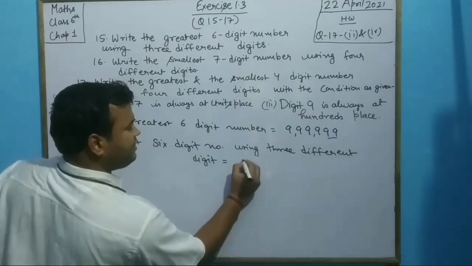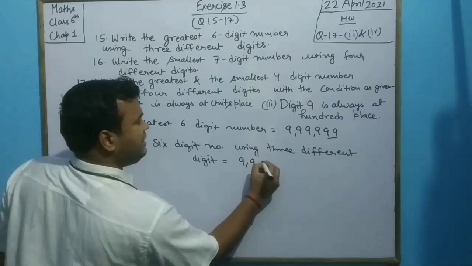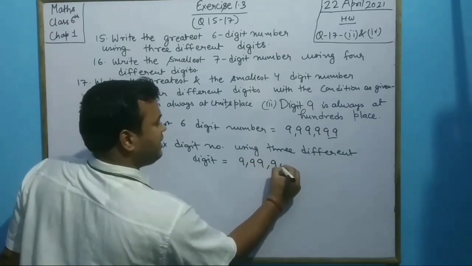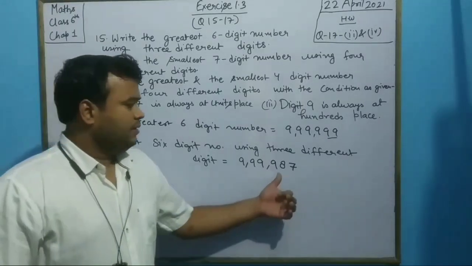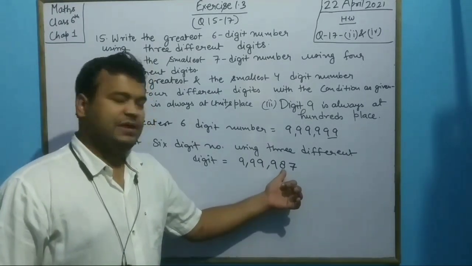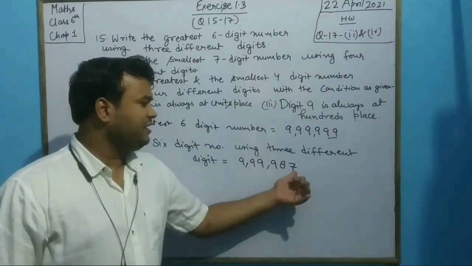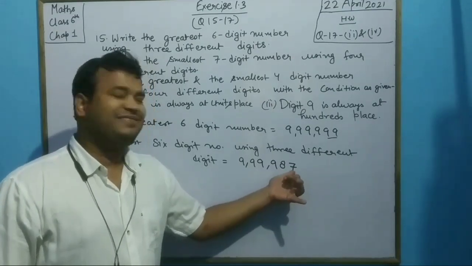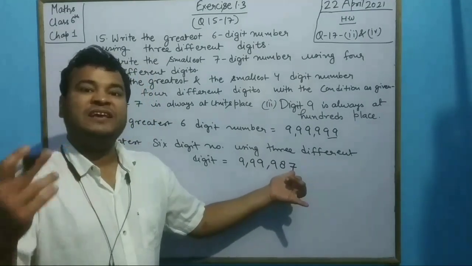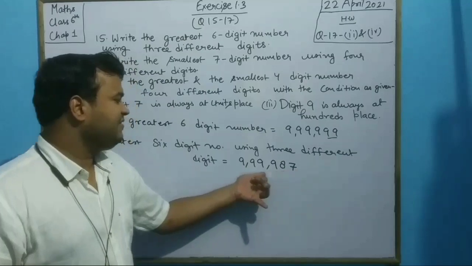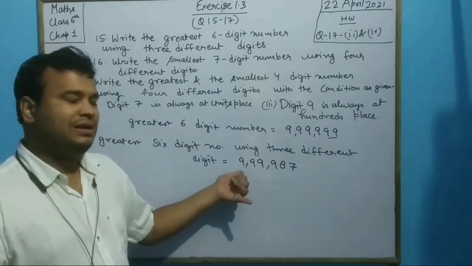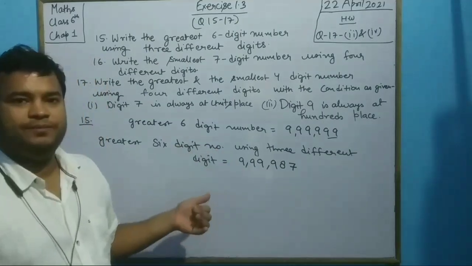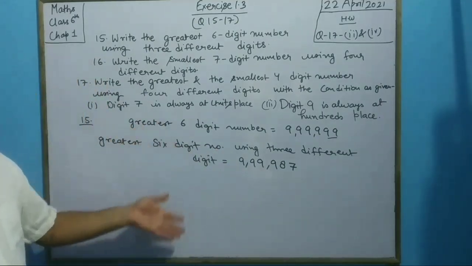So what do we need to write? We need to write 9, 9, 9 and 8, and this needs to be 7. If we use 7 at this place, if we interchange 87 by 78, that will be the smaller number. This is the greatest number which we can write by using 3 different digits, 6-digit number. Okay, let us see the second question.